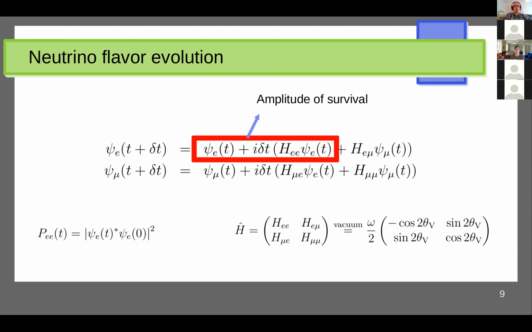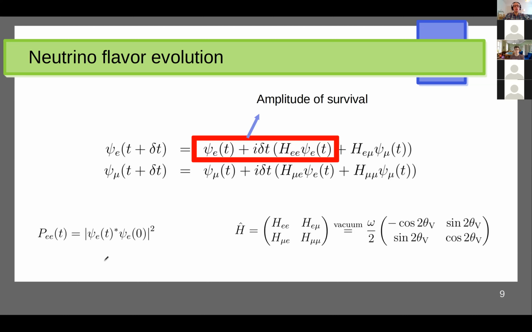So another way of writing this differential equation is to say that when we have a wave function of an electron neutrino or a muon neutrino, after some time, the electron neutrino will get an admixture of muon type neutrino. And the overlap of the wave function with the initial wave function tells me the probability amplitude of either neutrino survival or neutrino flavor transition.